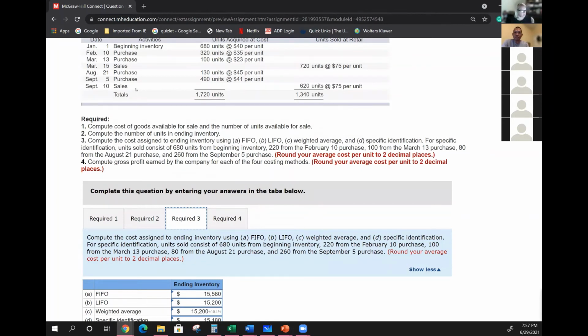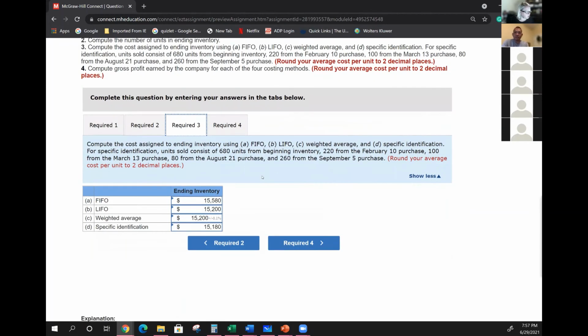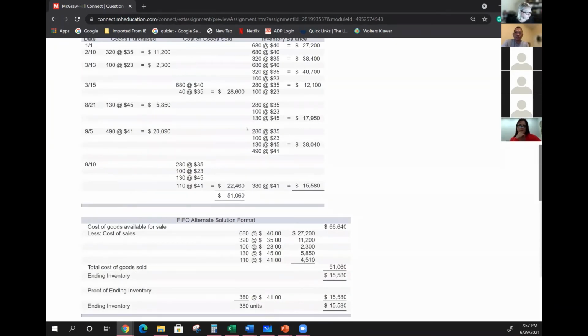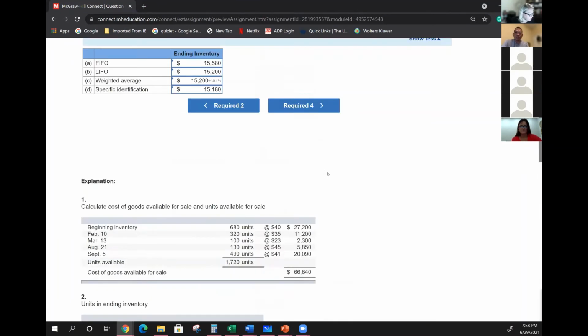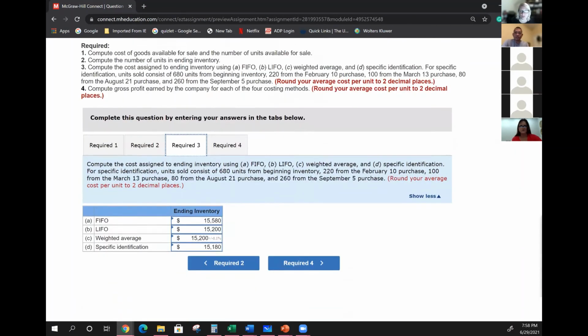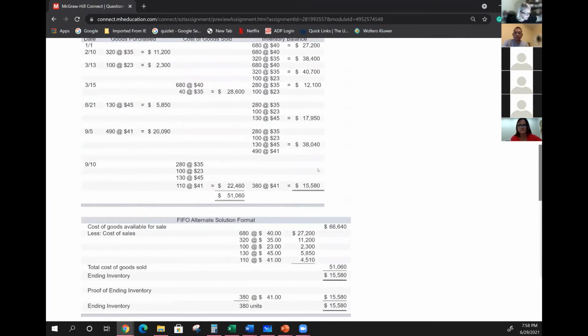So when I make my sale on September 10th, I'm selling the 620 units. So now I'm going to go back to the beginning. I'm going to get rid of those 280 that I had. These have to go first, then the 100, then the 130, and then take the difference. So you sold 620 units, so just take your 620 minus your 280 minus your 100 minus your 130, and you're left with 110. So 110 out of that last 490 batch.